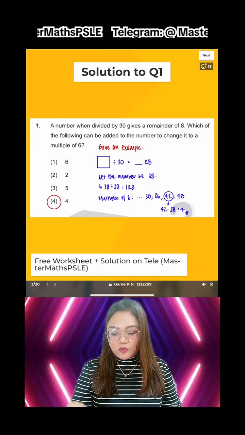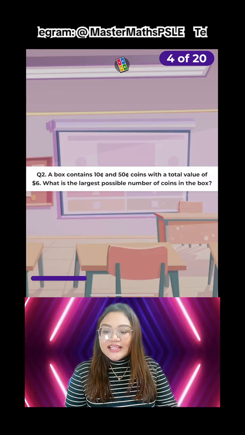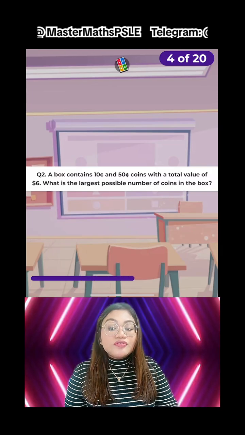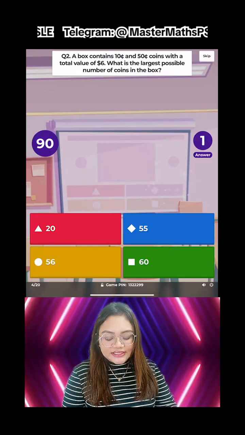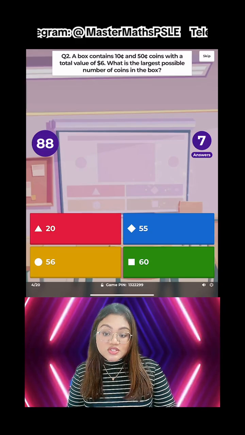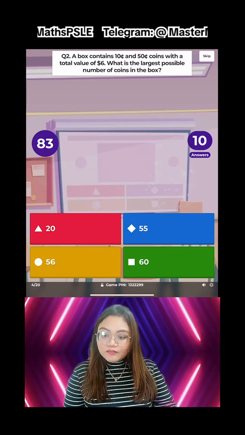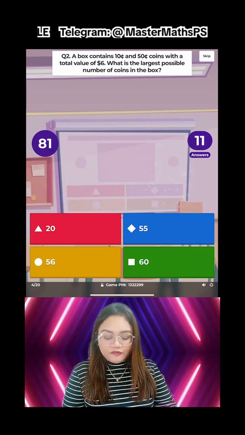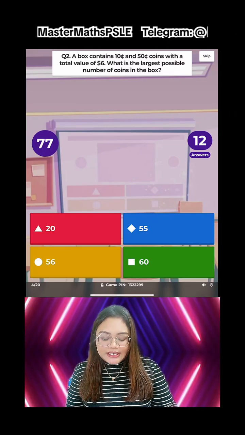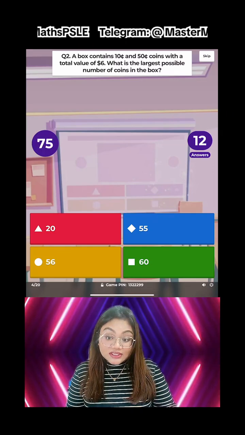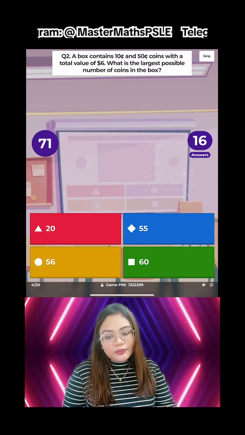Let's go. Question number 2. This is a 2023 PSLE question. A box contains 10 cents and 50 cents coins with a total value of $6. What is the largest possible number of coins in the box? This is adapted, by the way. The actual PSLE doesn't have $6, it's actually $3. But I changed the value a little bit, that's all.